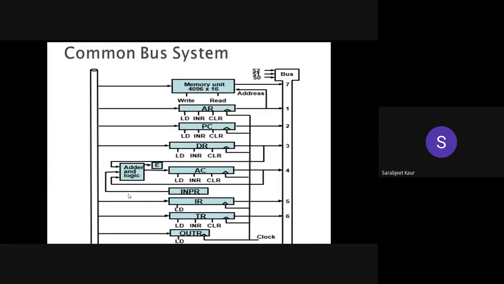Now let us come to the common bus system. After the revision of the last class, what you see here on screen is the common bus system. First of all, what is the use of this common bus system? We have all these registers, 8 registers that we have discussed in total. These registers must be able to communicate with each other, in the sense that we should be able to transfer the contents of one register to another.